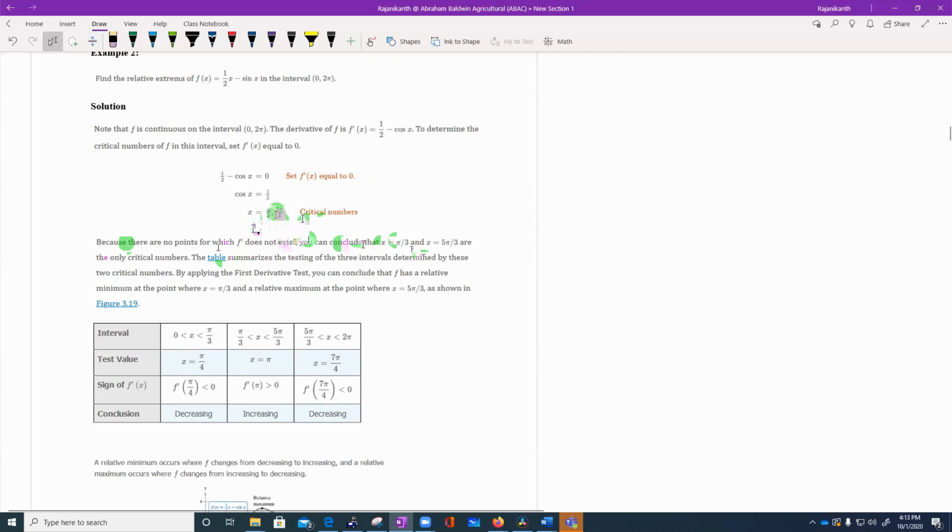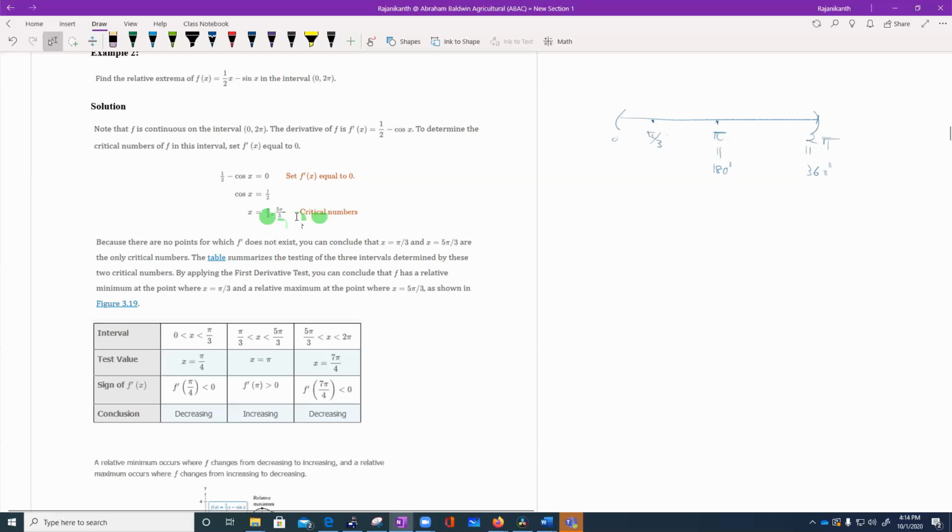Once you find the critical points, right? So look at your domain. This is the domain for the given problem, 0 to 2 pi. So take your real line 0 to 2 pi. Now locate the critical points. We have two critical points, pi over 3 and 5 pi over 3. Where are those? So pi will be somewhere here. Remember, pi means 180 degrees, right? This is 360 degrees. So the first critical point is pi over 3, 60 degrees, will be somewhere here.